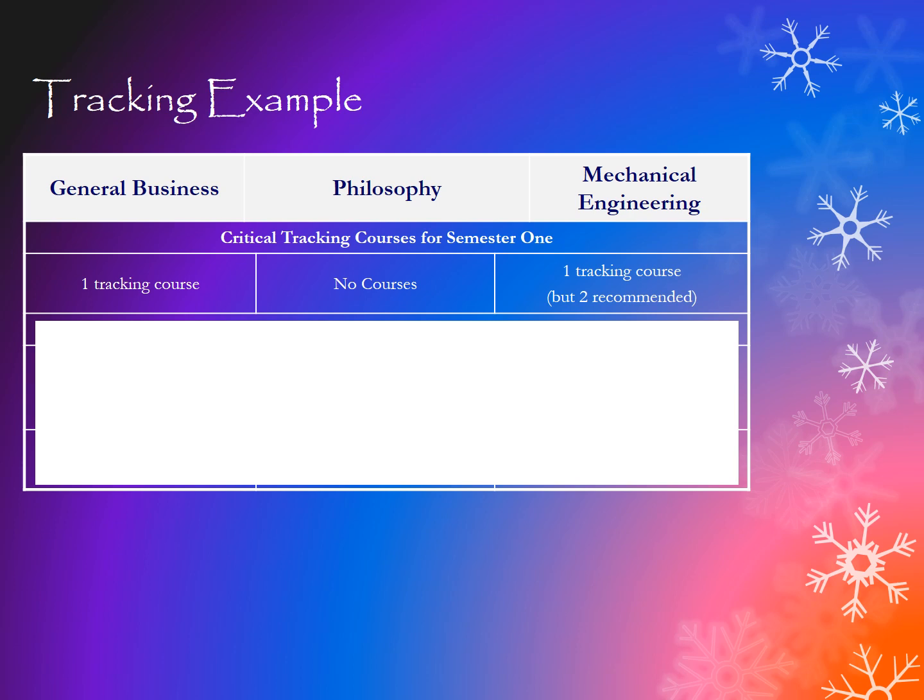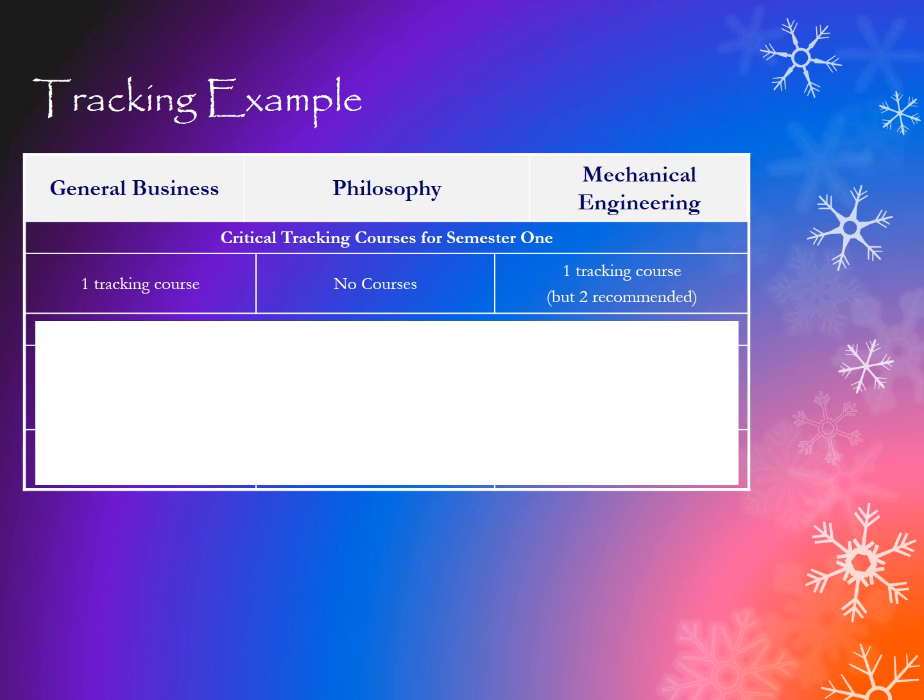So in this example, we've got 3 different majors, and when I say different, I mean very different. You've got general business, you've got philosophy, and you've got mechanical engineering. Pretty much the spectrum of areas that we can get at UF. And you'll notice that I've noted already on here how many tracking courses are needed for semester 1. We've got 1 tracking course for business. There are no tracking course requirements for philosophy. And mechanical engineering requires 1 tracking course, but 2 are recommended.